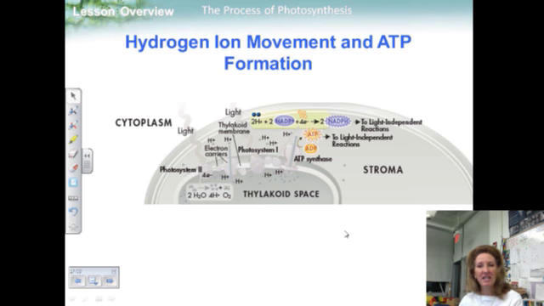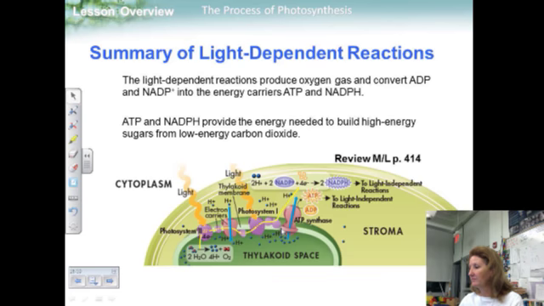It enables a light-dependent electron transport to produce not only NADPH, but also ATP at the end of the electron transport chain. Wow, right? Well, we need to really study this process to understand it well. So the light-dependent reactions produce oxygen gas and convert ADP and NADP+ into energy carriers called ATP and NADPH. The ATP and the NADPH then provide the energy needed to build the high energy sugars, remember, from low energy carbon dioxide. Remember, plants still use carbon dioxide and they make carbohydrates of ours too.